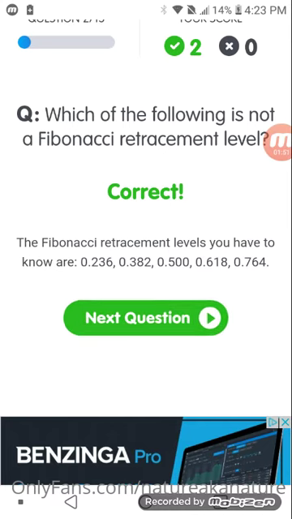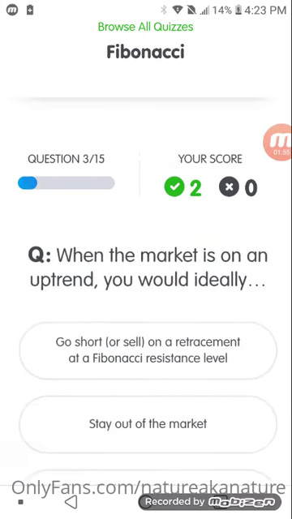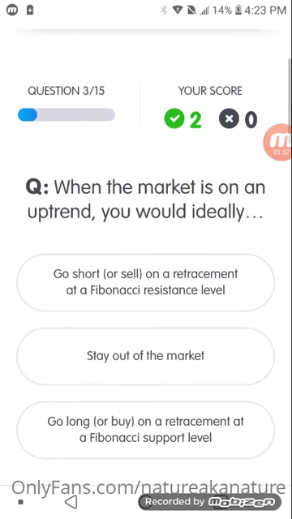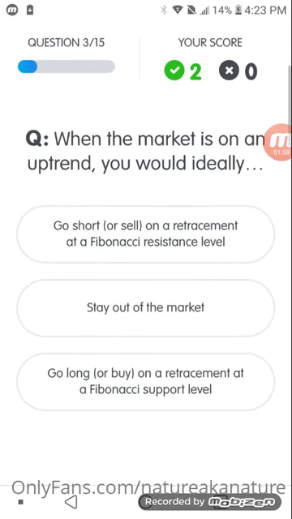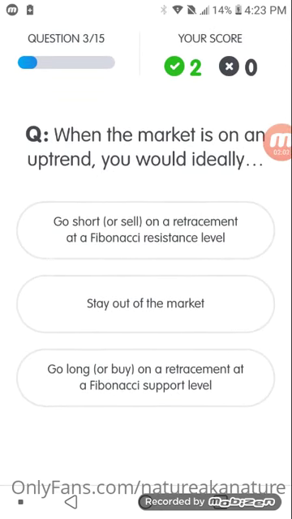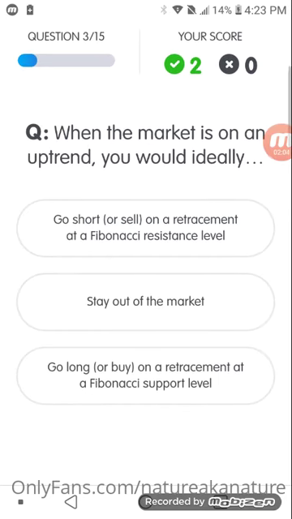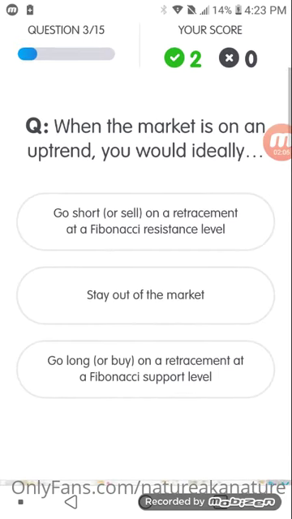We already went over that, gang. These are the Fibonacci retracement levels. When the market is in an uptrend, you will ideally go long or buy on a retracement at a Fibonacci support level. The market's going up, you're going to go long and buy on a retracement at a Fibonacci support level.